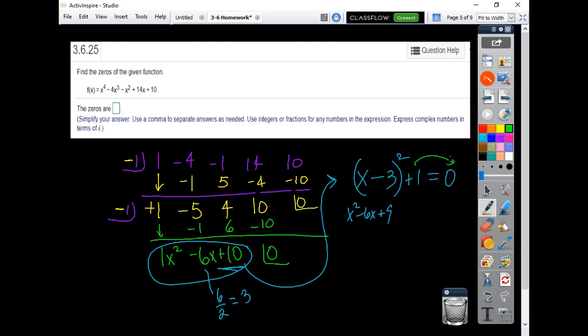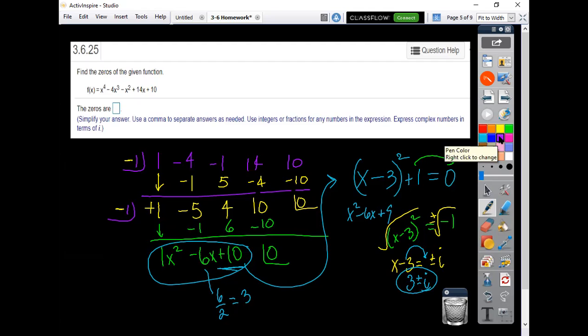Subtract the 1 to the other side. Square root both sides to get rid of the square, remembering to have a plus or minus in front. Square root of negative 1 is i. And then lastly, add your 3 over here. So my other two zeros or roots are these complex ones, 3 plus or minus i.